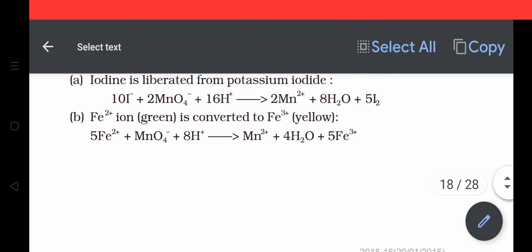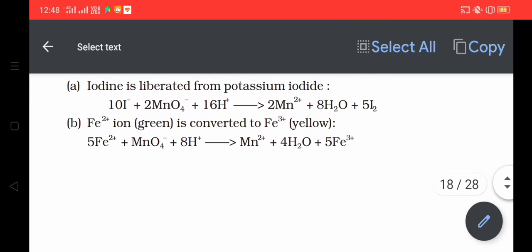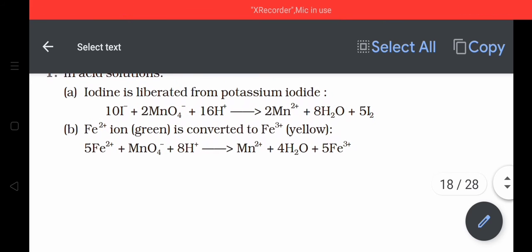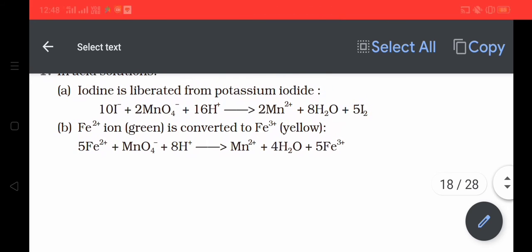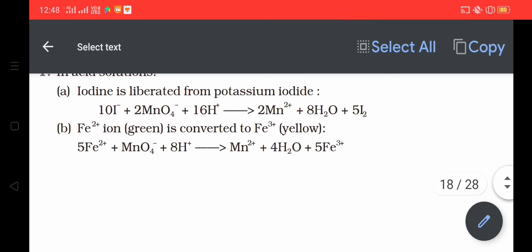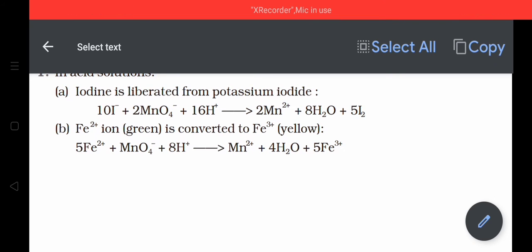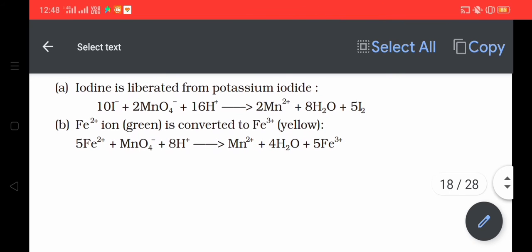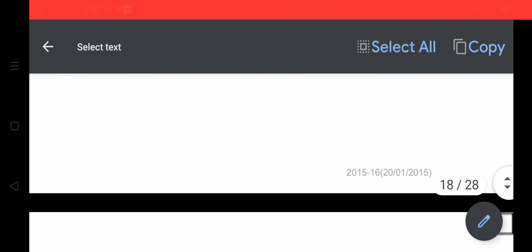सिर्फ इतना सा अगर आपने याद रख लिया तो आप इसके बाद इक्वेशन को बैलेंस कर सकते हैं. तो दोनों केसेस में मैंने क्या बताया कि I नेगेटिव किस में चेंज हो रहा है, I2 में, MnO4 नेगेटिव किस में चेंज हो रहा है, Mn2 में, और ऑक्सीजन किस में चेंज हो रहा है, वाटर में. देन यू बैलेंस द इक्वेशन.